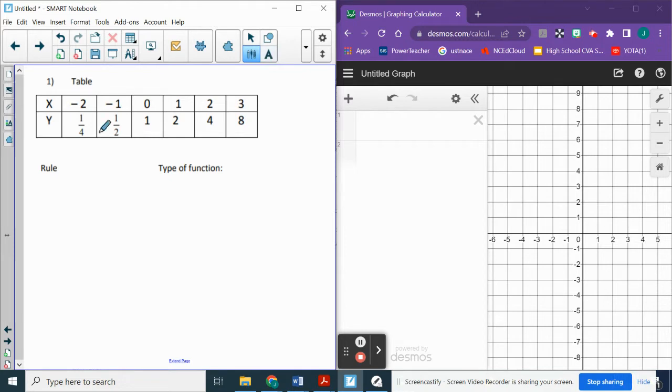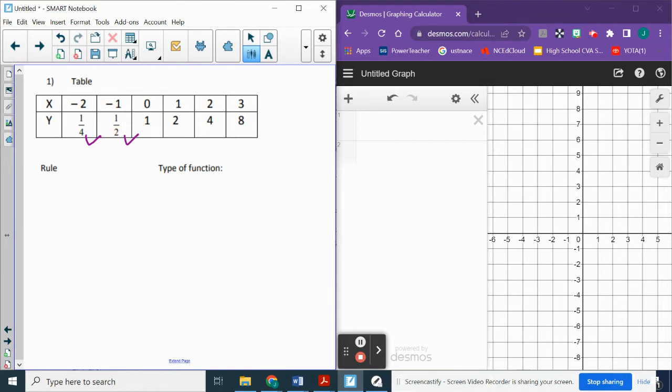So we're going to go from negative 1/4 to 1/2. That means I added a quarter, I'm sorry, 1/4. So that's 25 cents to 50 cents. I added a quarter. Did I add a quarter to a half to get to 1? No. So we know this is not linear because it's not consistent by addition or subtraction.